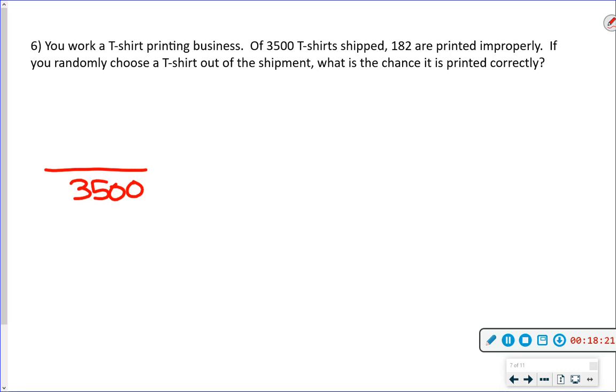Jesse's got 3318, which is right. How did you get it? Yeah. You have to subtract it out to figure out how many are poor. Now, how many are bad shirts?